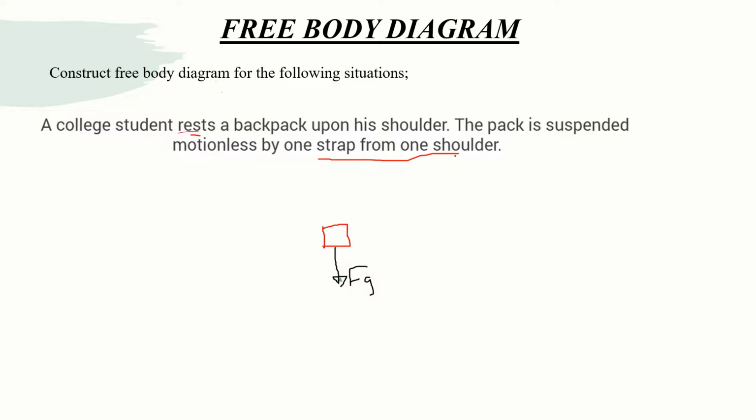Also, it says the pack is at rest, so there is no applied force and there will be no frictional force. But we are told that the pack is suspended by one strap, so there is a normal force acting on the backpack. This is the normal force. So in this case, there is no applied force and there is no frictional force because the pack is at rest. So this is the free body diagram for this situation.